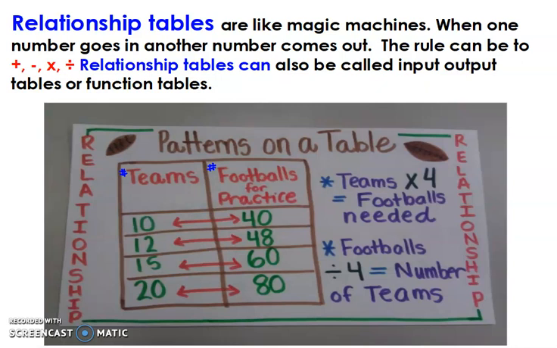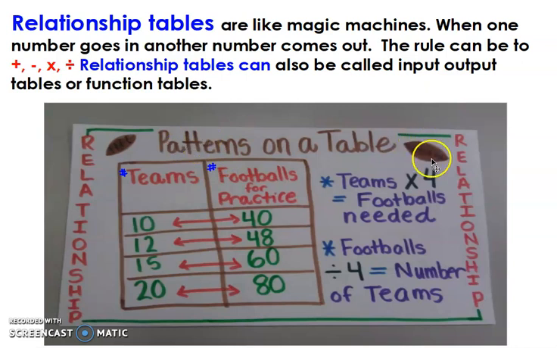This week, we're looking at relationship tables. Relationship tables can also be called input-output tables or function tables. But relationship tables are like little magic machines. When one number goes in, another one comes out. So let's look at the example here.